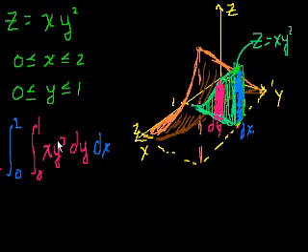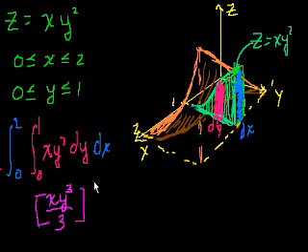Hold x constant. What's the antiderivative of y squared? It's y to the third over 3. Right? So it's y to the third over 3. The x is a constant, right? And we're going to evaluate that at 1 and at 0. And the outer integral is still with respect to x, dx.